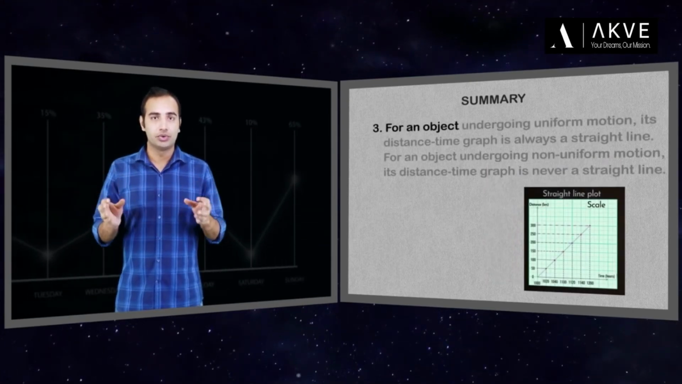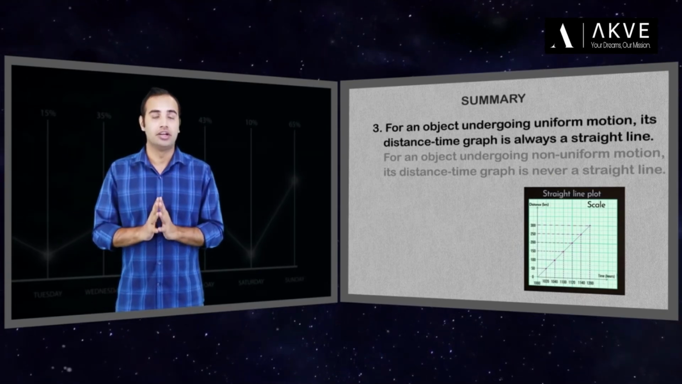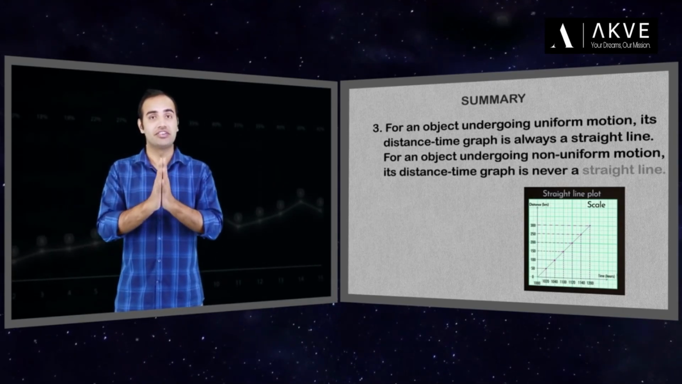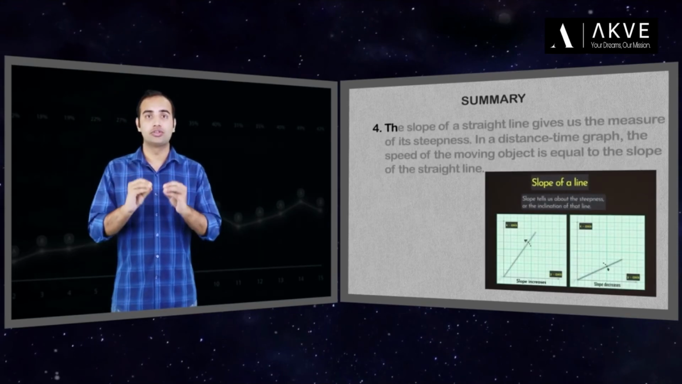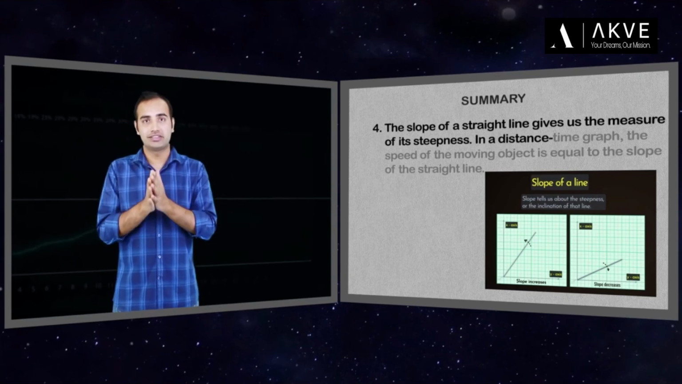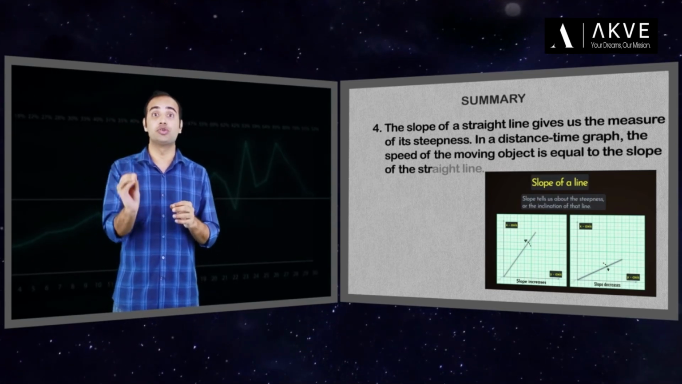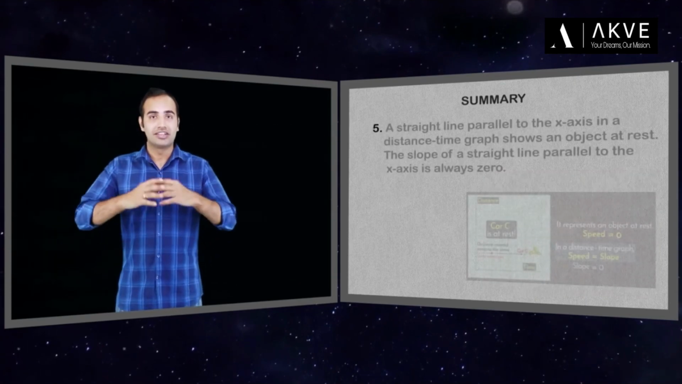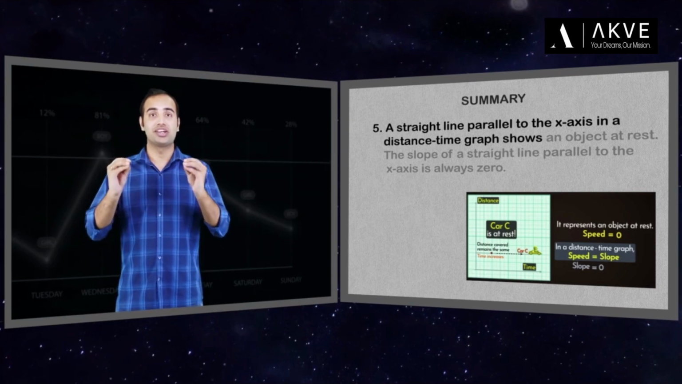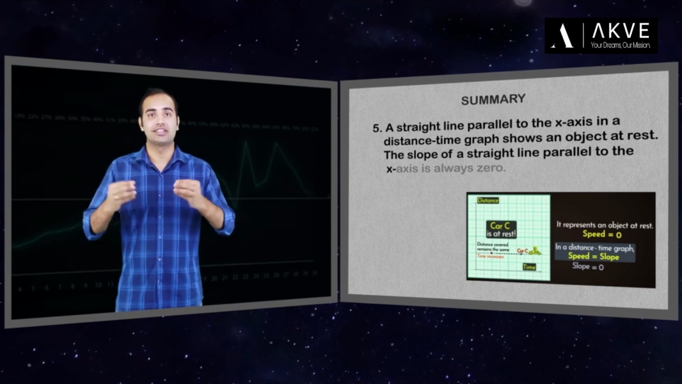For an object undergoing uniform motion, its distance time graph is always a straight line. For an object undergoing non-uniform motion, its distance time graph is never a straight line. The slope of a straight line gives us the measure of its steepness. In a distance time graph, the speed of the moving object is equal to the slope of the straight line. A straight line parallel to the x-axis in a distance time graph shows an object at rest. The slope of a straight line parallel to the x-axis is always 0.